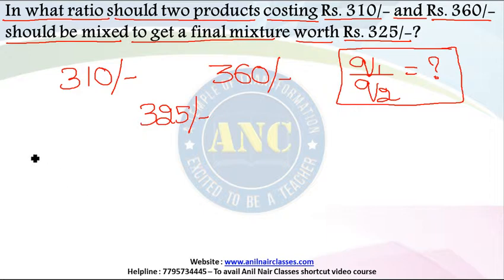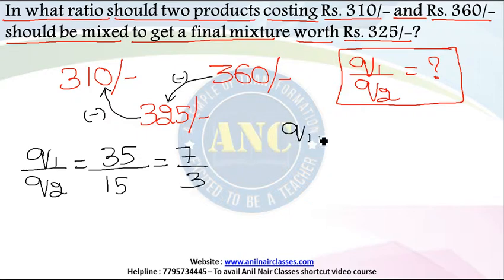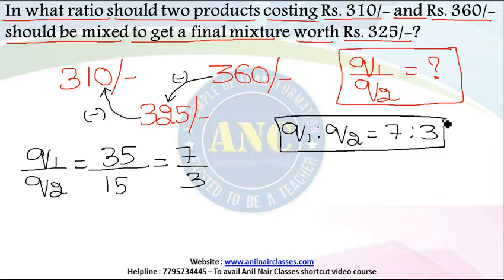Very easy to solve. Q1 by Q2 is nothing but highest minus average, 360 minus 325, it is 35, divided by average minus lowest, 325 minus 310, it is 15. 5 into 7, 5 into 3. That means the two products should be mixed in the ratio 7:3, so that the first product costing 310 and the second product costing 360, after mixing will give a final mixture worth 325 rupees. I hope the idea is very clear.